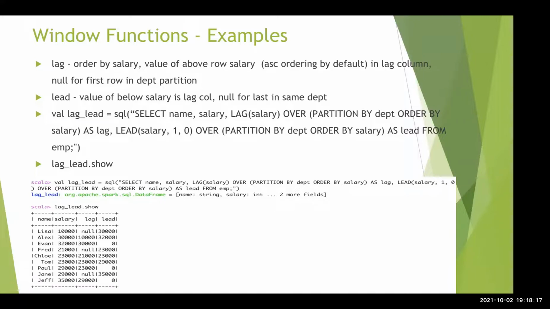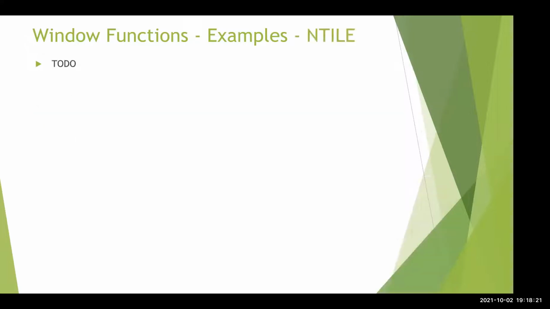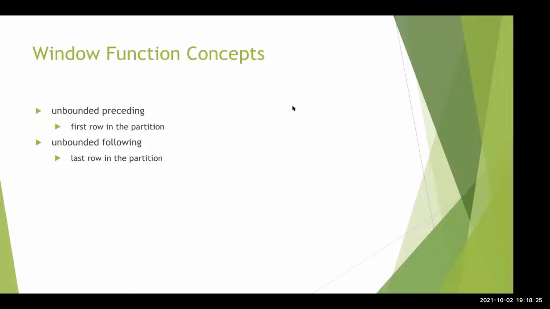So knowing this comes very handy when you are stuck with some problems which need this. So one is Untitled, which I am not doing. I think you can do that yourself. Unbounded preceding, when you mention unbounded preceding, it's the first one in the partition. When you say unbounded following, then it's the last one in the partition. So that's what it means.